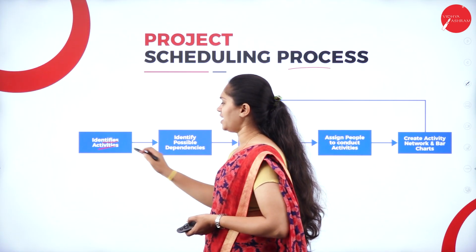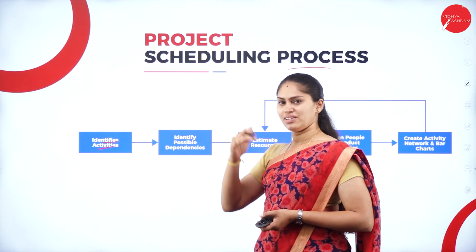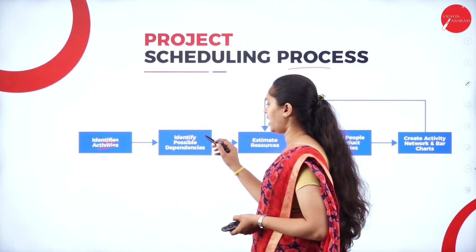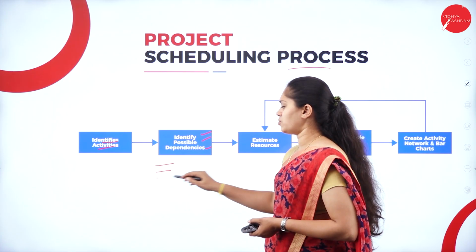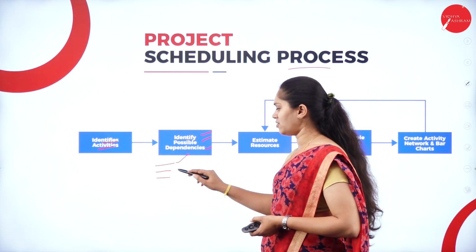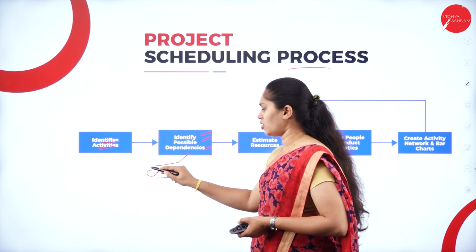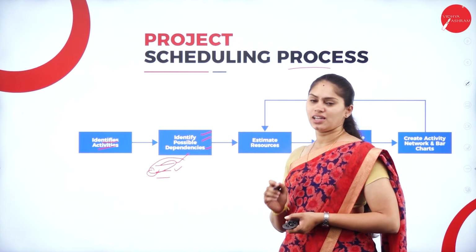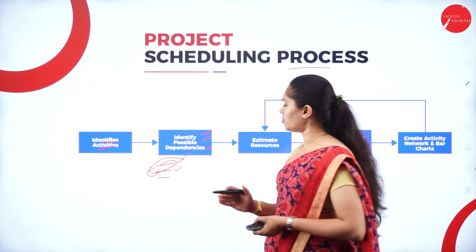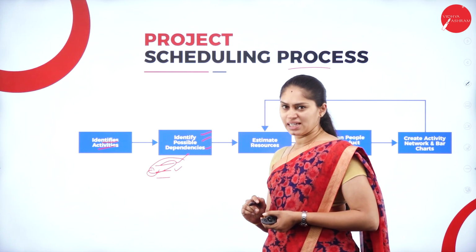First, we have to identify the activities. What are the activities that need to be listed out? Then, identify the possible dependencies. So, which activity needs to take place? If activity 2 is depending on activity 1, first I need to have activity 1, then later I need to go with activity 2. So, we have to identify the possible dependencies.